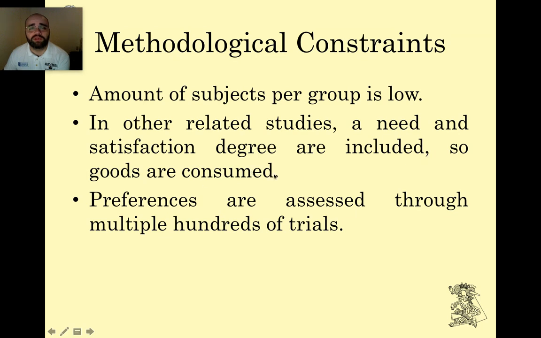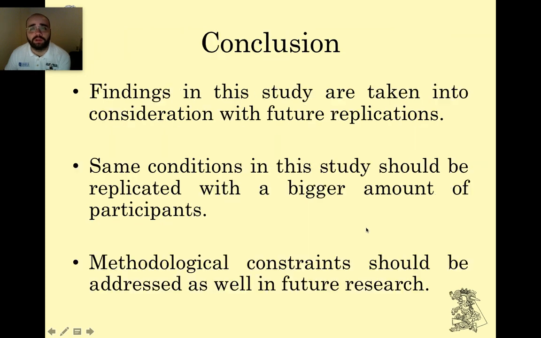So goods are actually consumed. In their experiments, they provoke thirst in their subjects, which is something that I actually cannot do for ethical matters with children. And also preferences are assessed through multiple hundreds of trials. So unfortunately, for the characteristics of this sample, as I asked for permission in schools, they wouldn't allow me to do many trials. I was only allowed to make one.